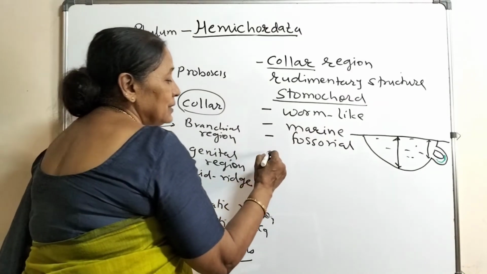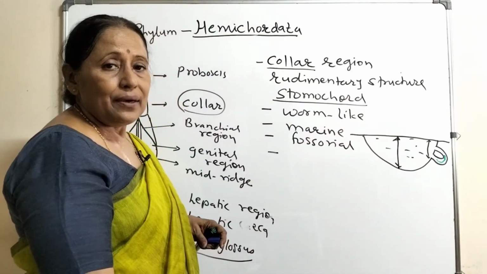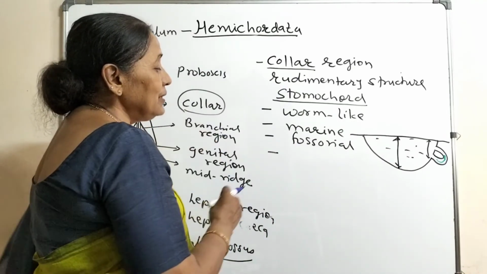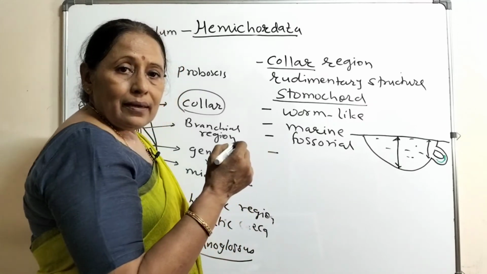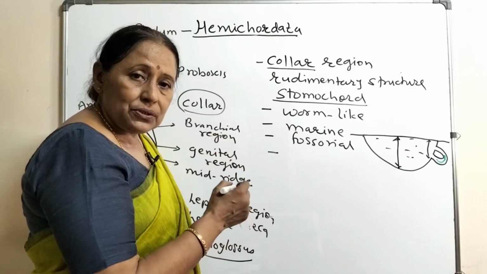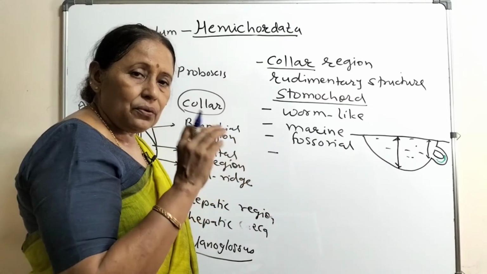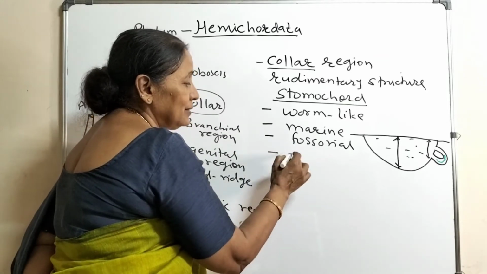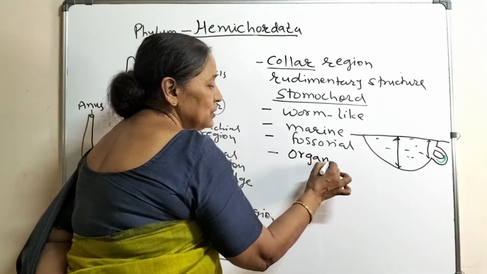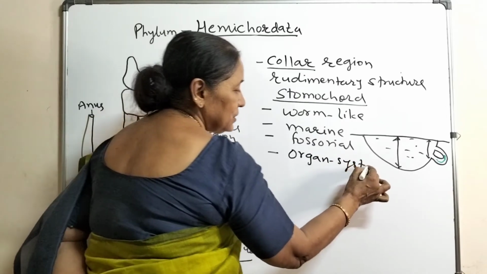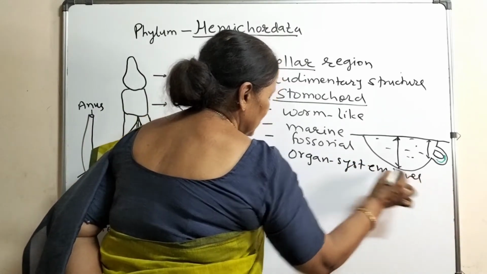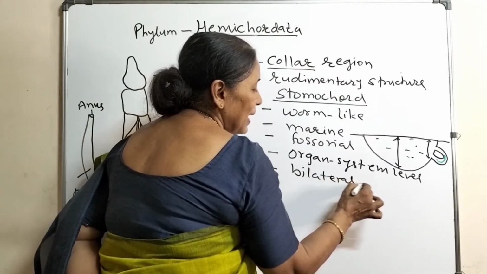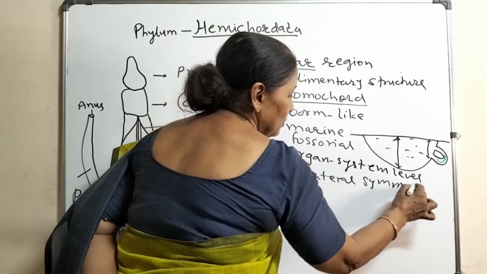If we see their general characters, which we are always taking, we are always following the sequence for the basis of classification. As I said just now for echinoderms also, from annelids onwards, only you have to take care for echinoderms. Everyone will follow the same characters. That means everyone has organ system level of organization. Everyone is bilaterally symmetrical. So bilateral symmetry is shown by them also.